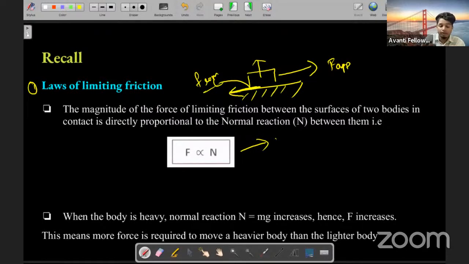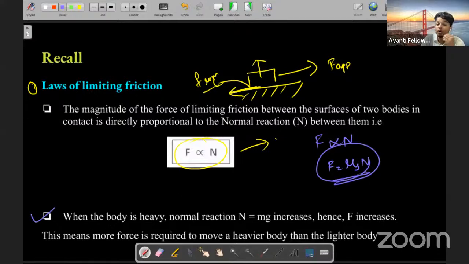If there is more normal reaction, what will happen? There is more limiting friction. So F is directly proportional to N, and if you take the proportionality constant, we get F equals mu s N. So when the body is heavy, the normal reaction increases. How? We know that N is equal to mg. There is an mg acting and there is a normal, and this normal is equal to mg.